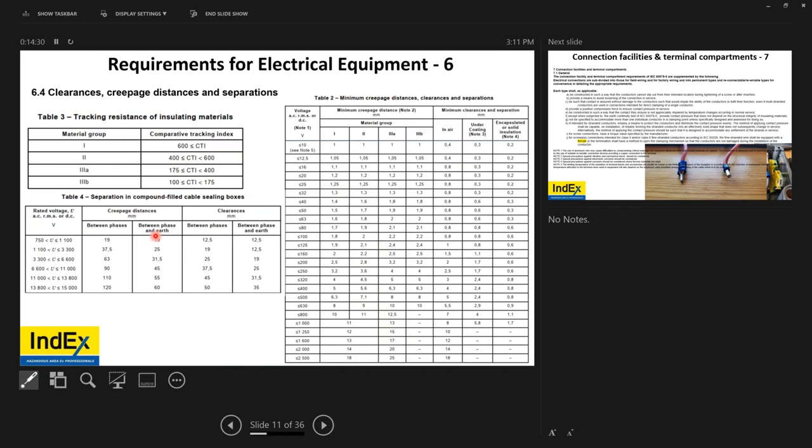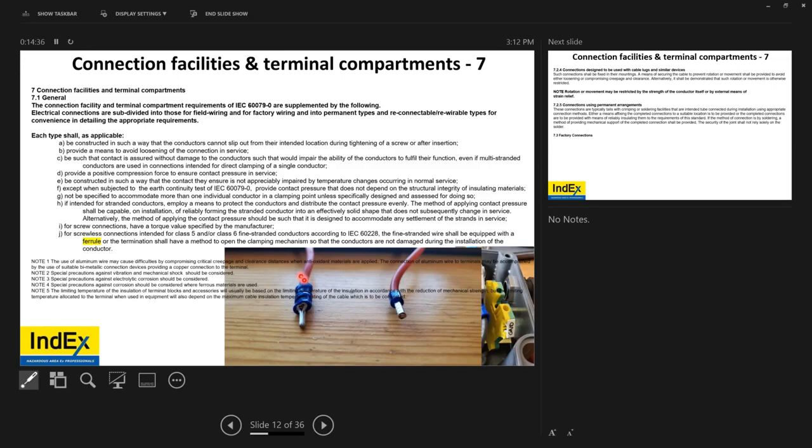Now the interesting one. Take a look at the bottom here. This is a pin crimp. This is a ferrule. Bet you're not showing up really well there. But pin crimps do not meet the standard.